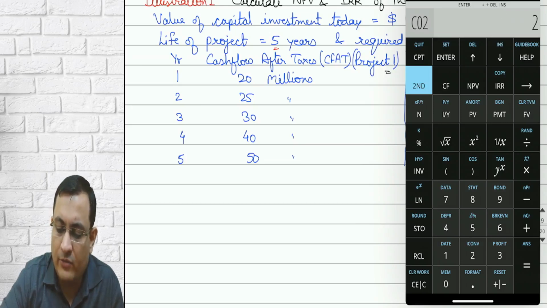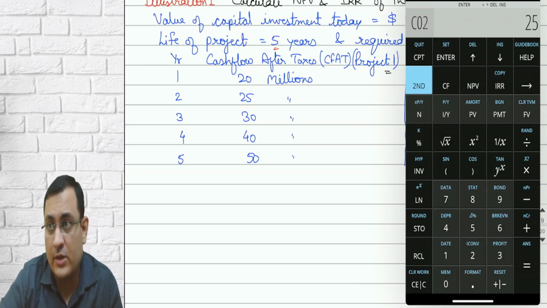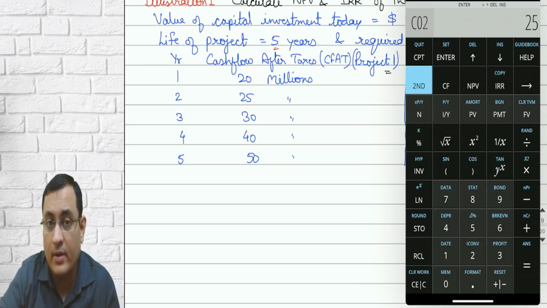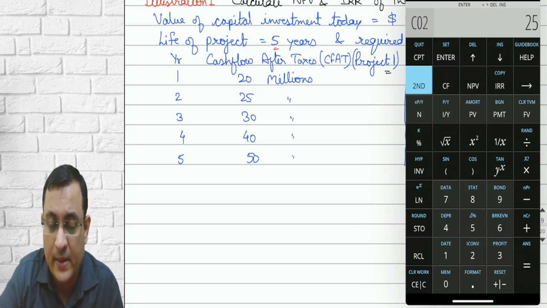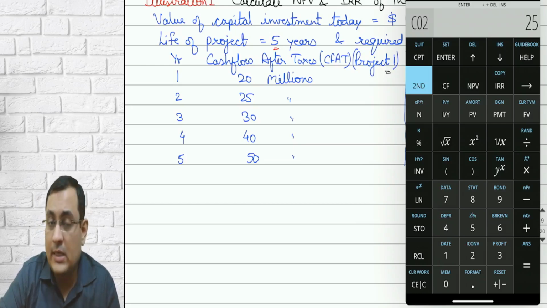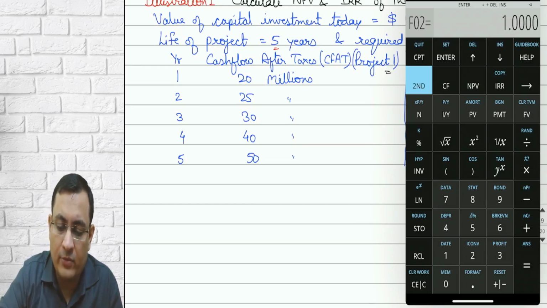Next 25. The use of these calculator keys is already covered under time value of money, so I'm expecting everyone knows how to use these keys. CF2 25, 30, 40 and 50.